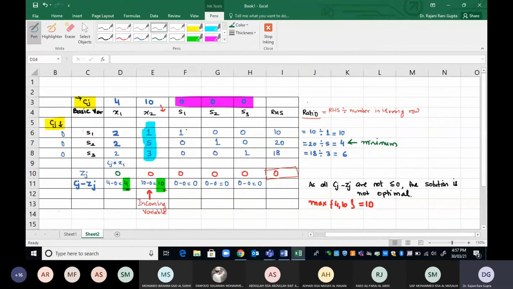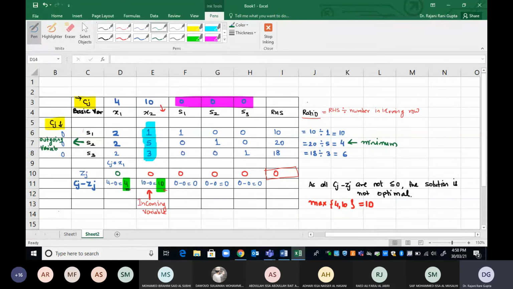Because just to make you understand, S2 is the one giving the minimum profit to the company. It means when S2 and X2 are working, they are getting a profit of only 4. Whereas when S1 and X2 work together, they are getting a profit of 10 units. S3 and X2 are giving a profit of 6 units. So S2 is the one giving less profit. So in this case, S2 will leave the basis. This will be the outgoing variable.